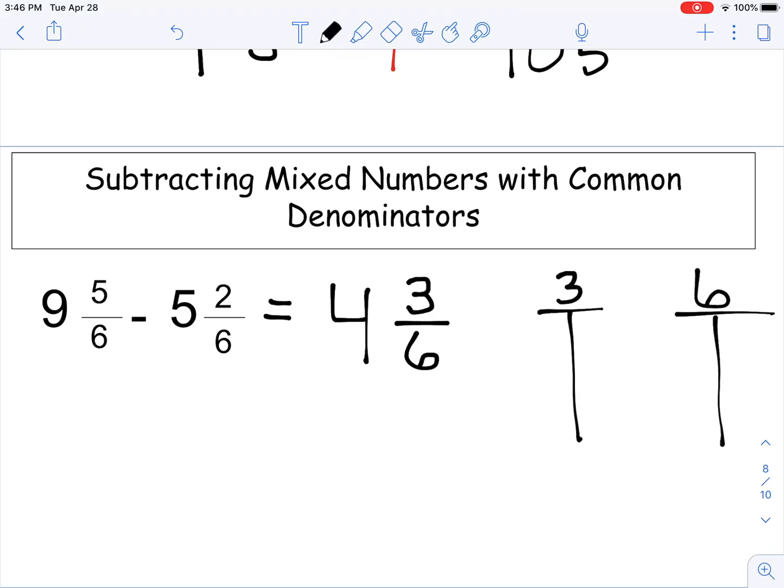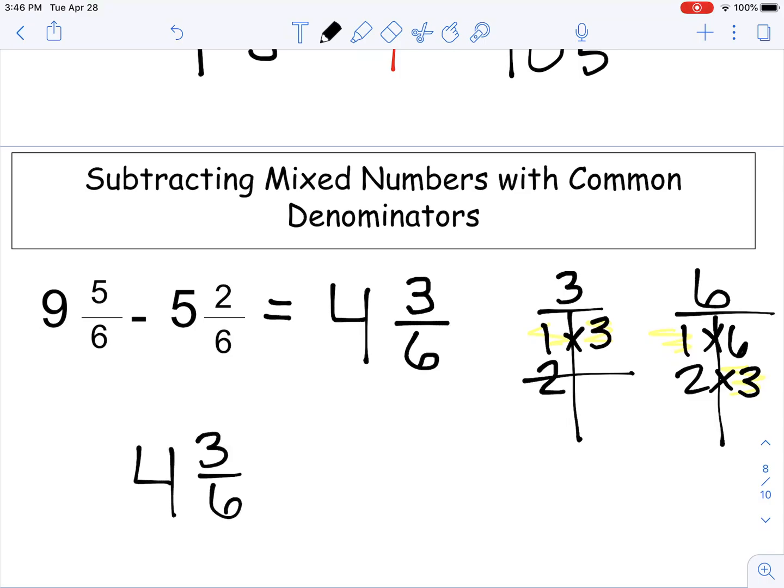So I'm going to make quick T-charts, because 3 is pretty quick, right? 1 times 3. 2 doesn't work. 3 is already there. 1 times 6, 2 times 3. I'm done. If you look at them, they both have 1 and 3, but what's the biggest number they have? That would be 3. So we're going to take that 3/6, divide the top and the bottom by 3, and we're left with 4 wholes and 1/2.